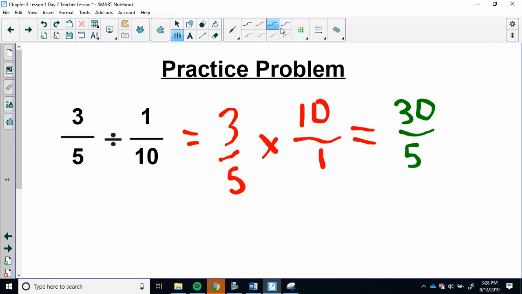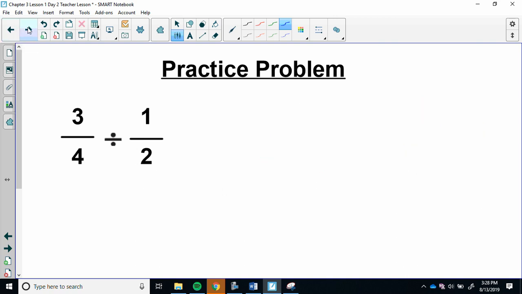Now we call this an improper fraction because the top number is bigger than the bottom number. This line means divide. So 30 divided by 5 is 6. And that will be our answer. So let's do one more.